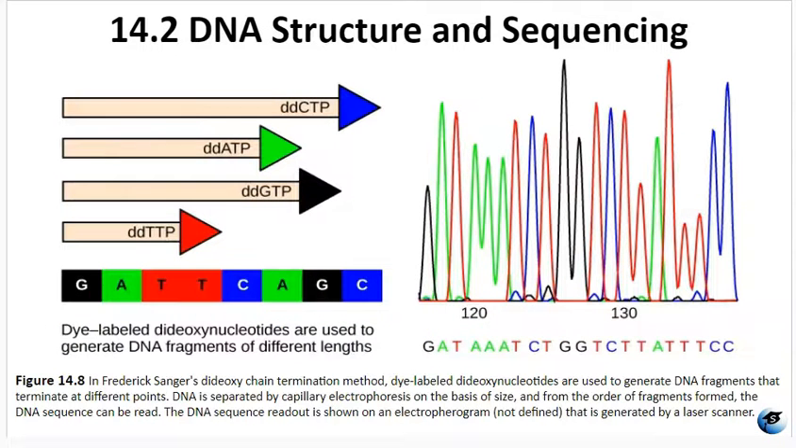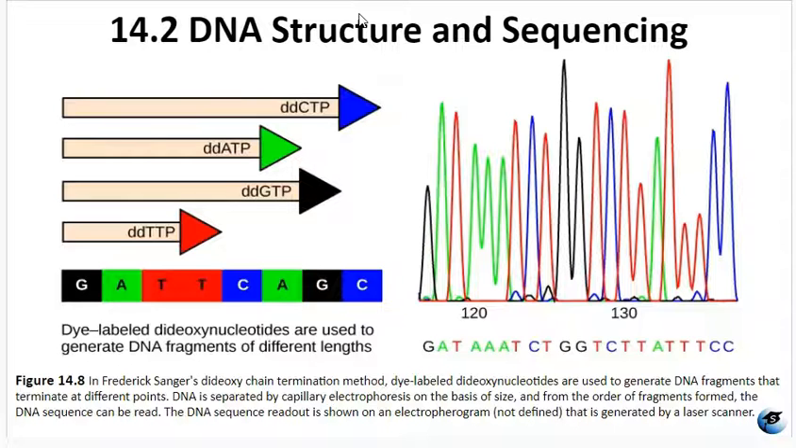So figure 14.8 is talking about Sanger sequencing. This can be kind of confusing, but if you understand how PCR works, you understand how sequencing works. It's very similar. What you have is a reaction mixture that has your DNA, and it's got the enzymes in there to make the reaction go, and then it has the free nucleotides, your adenine, thymine, guanine, cytosine.